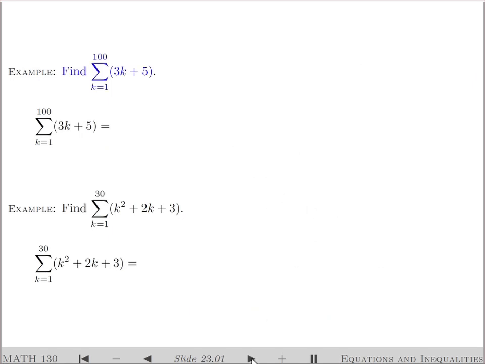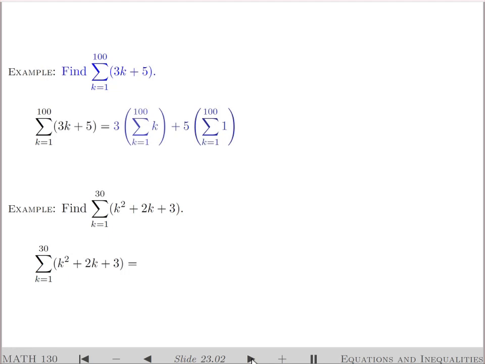Let's find the sum from k equal 1 to 100 of 3k plus 5. So think of it as a rectangular block. First column consists of 3k, so 3 times 1, 3 times 2, all the way to 3 times 100. Second column consists of just 5. So I can split it up into column sums. In the first column, 3 is a common factor, so I can pull that out. Second column, 5 is a common factor, pull that out.